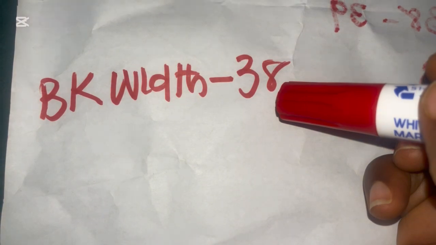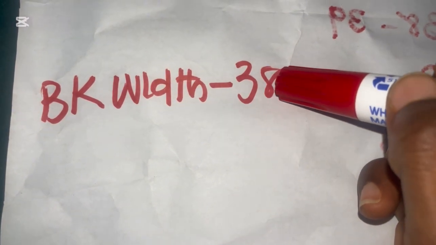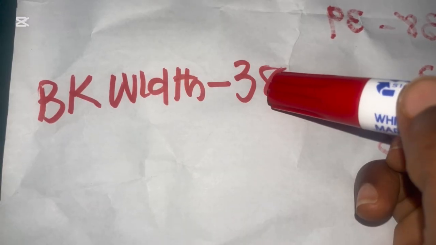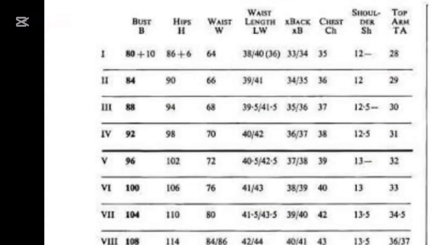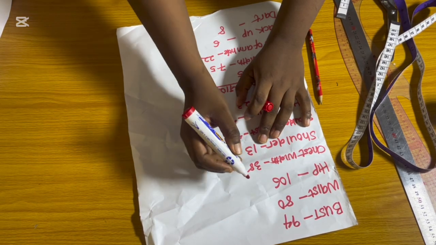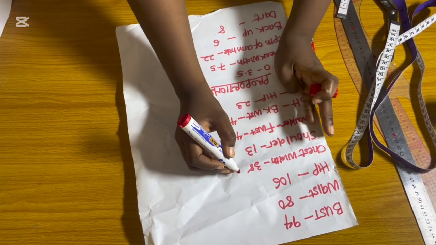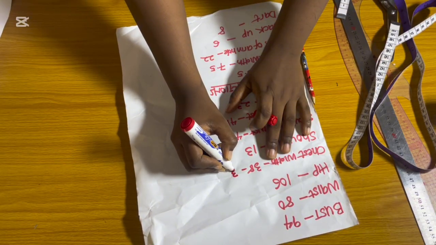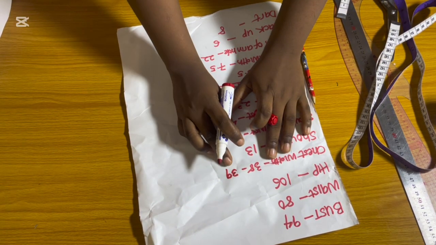I'll compare it with what I have on the paper. I have 38 centimeters here, so that means I'm going to be working with 38 centimeters. The next measurement I'll be checking is the chest width. We have 39 centimeters on the chart. On the paper, we have 38 centimeters. So we are going to be working with the 39 centimeters. Don't forget I said we are going to be working with the higher figure, okay?